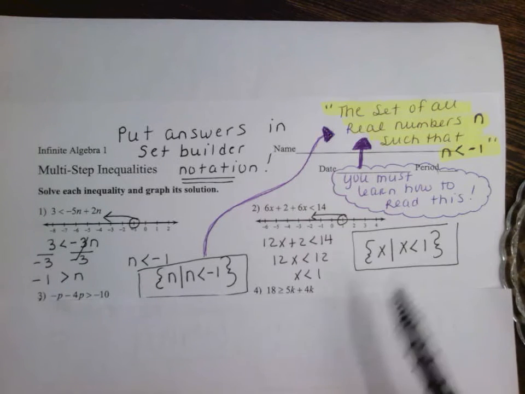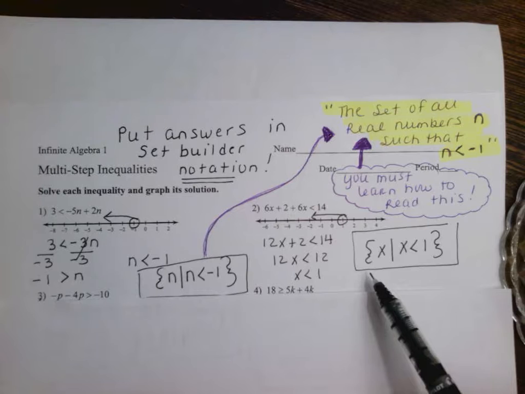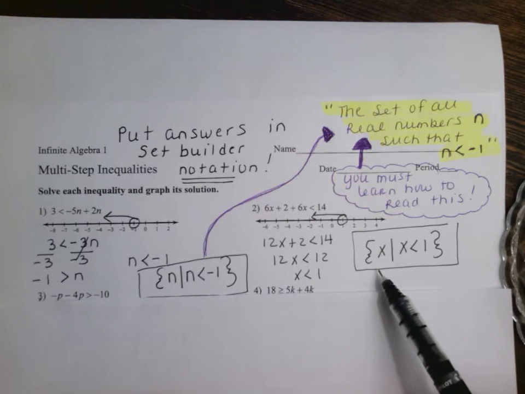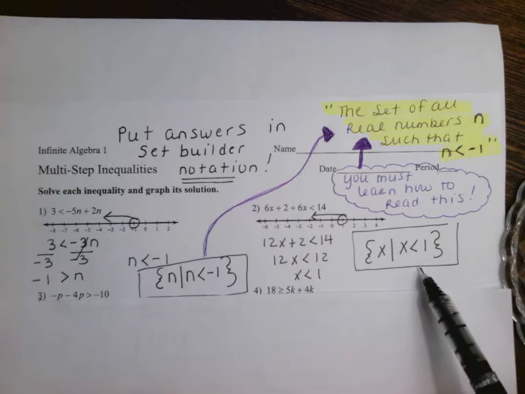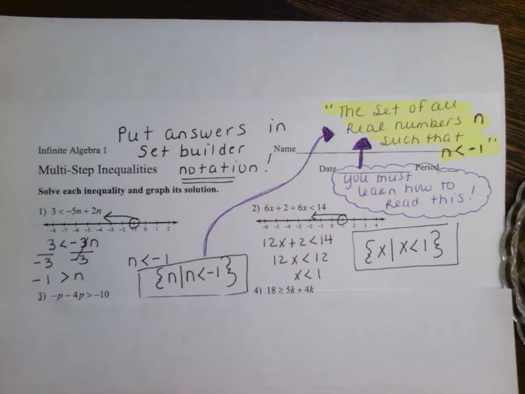So let's look at this one. It says the set of all real numbers x such that x is less than 1. And that's how you write your answer in set builder notation, and that's how you read the answer. So now what I want you to do is pause the video and take your answers from numbers 3 and 4 and put it in appropriate set builder notation.